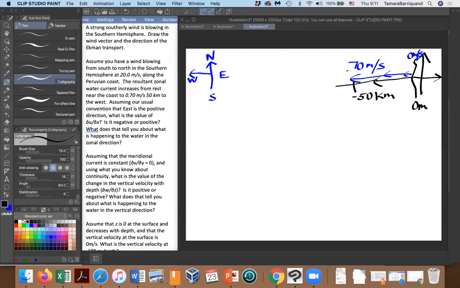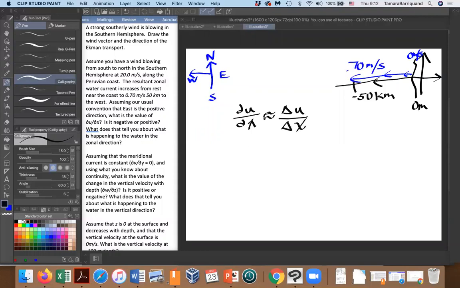All right, so assuming our usual convention that east is the positive direction, what is the value of du dx? All right, so we want to find du dx. So that's what we're trying to figure out. So what is du dx? Well, du dx is just, we can approximate that as the change in u over the change in x.